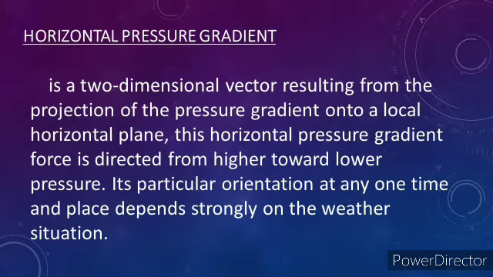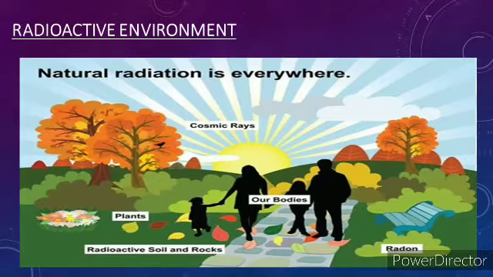Now let's move on to our last subtopic, which is radioactive environment. Natural radiation is everywhere. Radioactivity is a part of our Earth. It has existed all along. Naturally occurring radioactive materials are present in its crust, the floors and walls of our homes, schools, or offices, and in the food we eat and drink, in the air we breathe, and our own bodies, muscles, bones, and tissues contain naturally occurring radioactive elements.